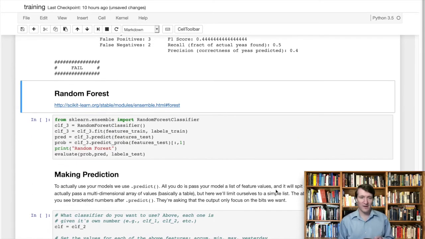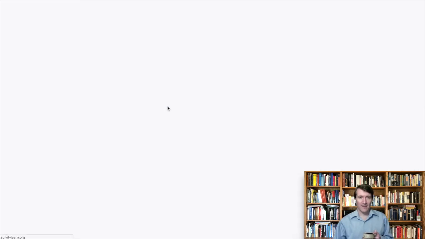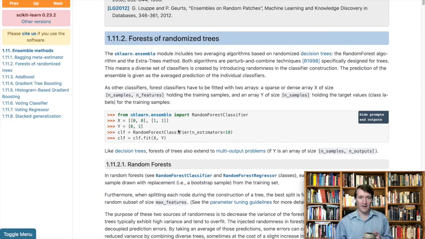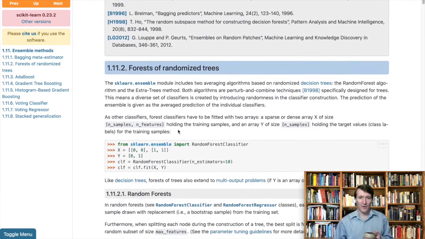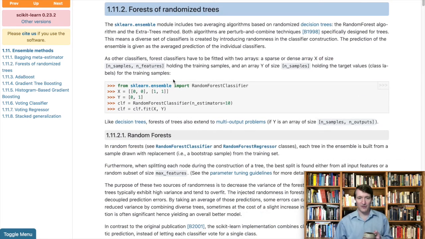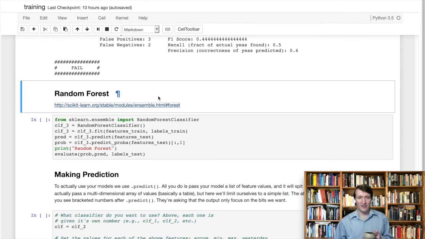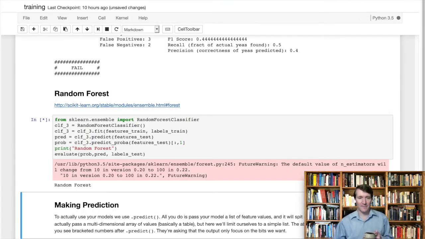So we have one more here. We have this random forest. In all of these cases, I've provided links to the documentation for the algorithm, and it will give you a little insight into what's going on. So if you want, you can click through there and read some on exactly what's going on with a forest of randomized trees. But let's just go ahead and run it and see how it does.